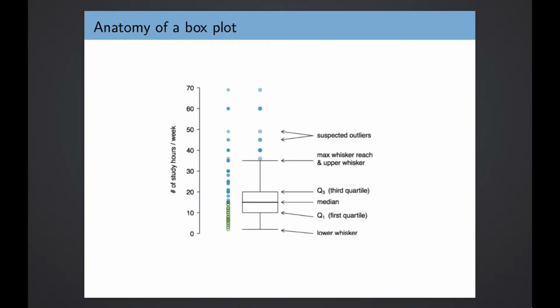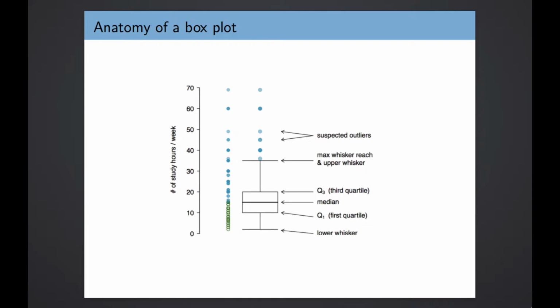So again, the box in the middle of the box plot represents the interquartile range, the middle 50% of the data. The lower bar of that box is a line that represents the first quartile, and the upper bar of the box represents the third quartile. So everything in between the first quartile and the third quartile is the interquartile range. And again, the line in the middle of the box is the median, or the second quartile.